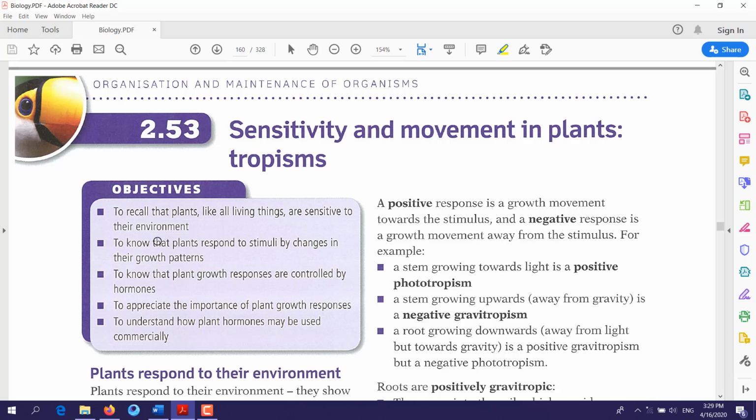Hello everyone, our lesson today is about sensitivity and movement in plants. Tropism.